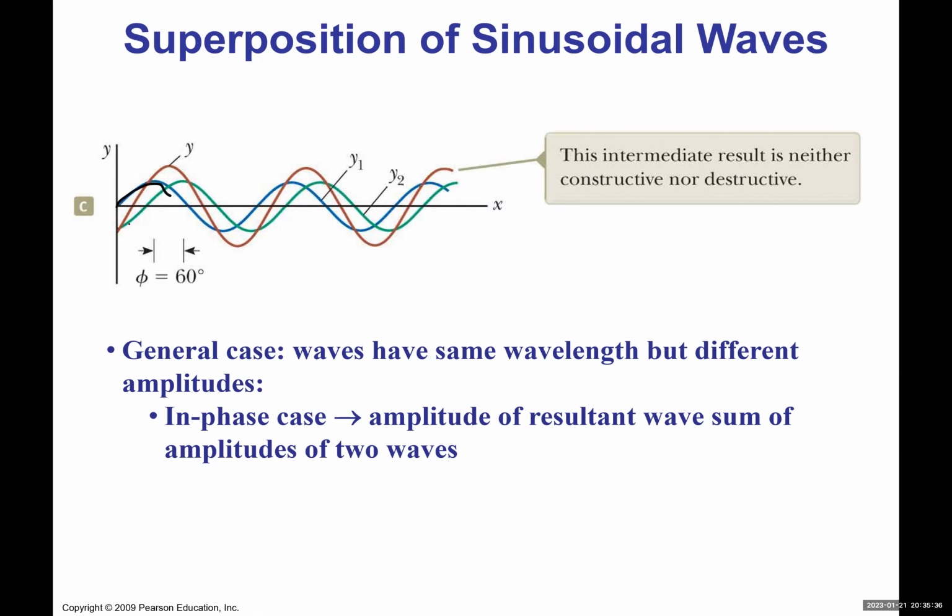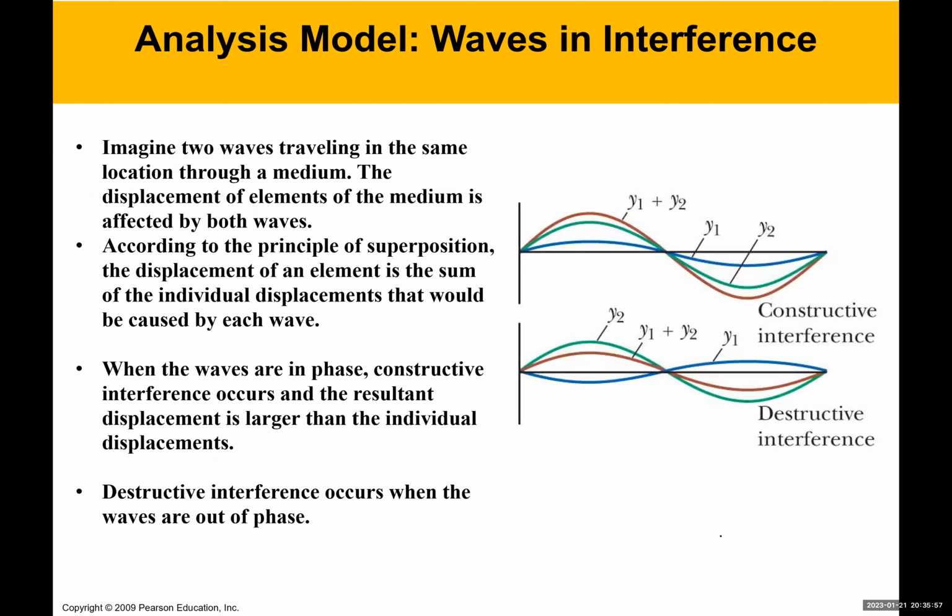So here's the first one, here's the second one. Technically they can add up to something. The difference here is that the amplitude is not double that of the first one. So you do have some kind of intermediate result, which is neither fully constructive nor fully destructive. It's somewhere in between. All right, so let's finalize this analysis model.